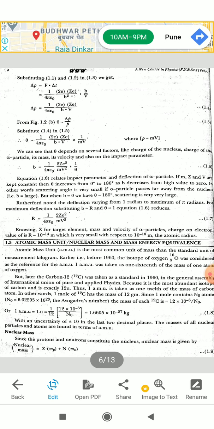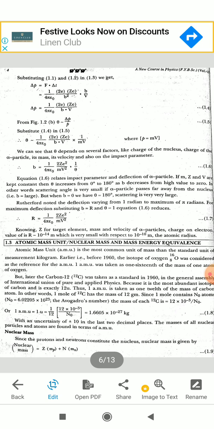After that we also learn about the atomic mass unit. It is the smallest mass used for atomic systems, and the reference is that one atomic mass unit is 1/12 of the mass of the carbon atom. So 1 AMU equals 1.6605 into 10 to the power minus 27 kg.